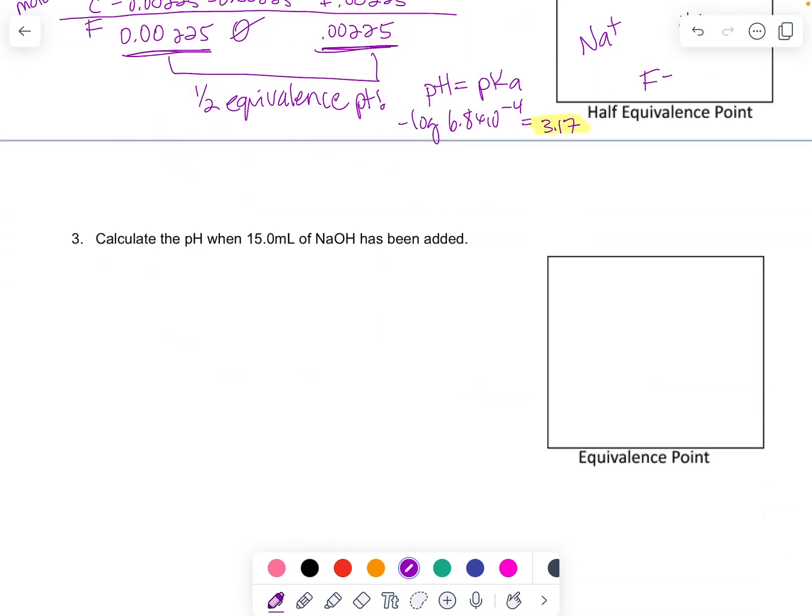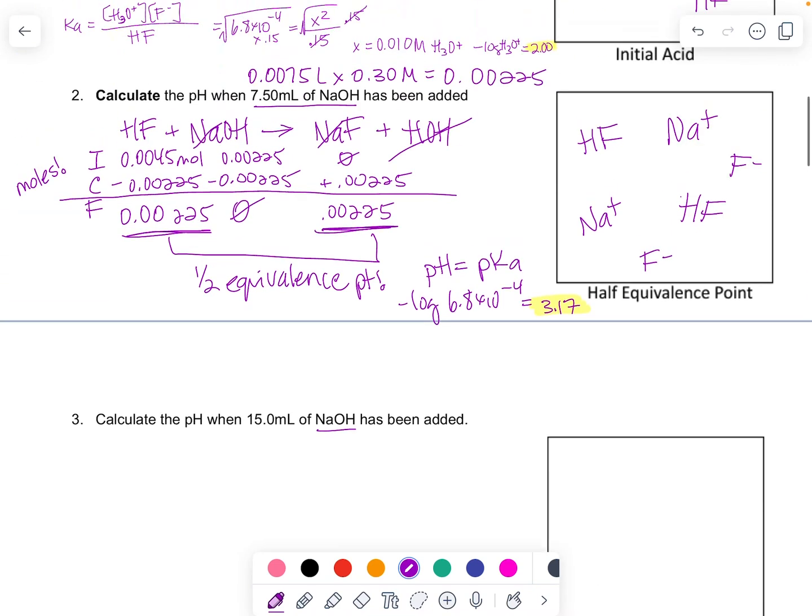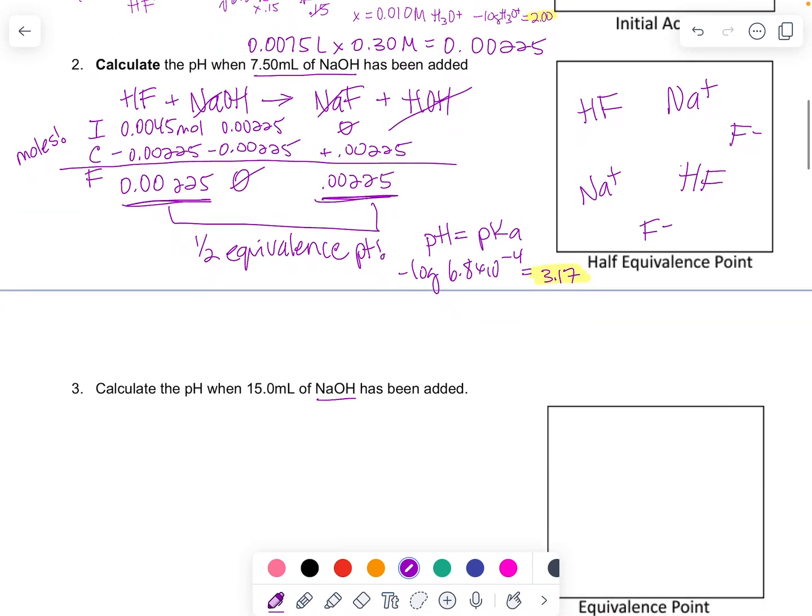Now we're adding a little bit more of our base. And we're going to start this one just like we did the last problem. So we have to figure out, well, how much did we neutralize? How much of my acid is left? How much of my base is left? And then how much of that salt is there? Because that salt will have its own acidity or basicity depending on the problem, if we're starting with a weak acid or a weak base.